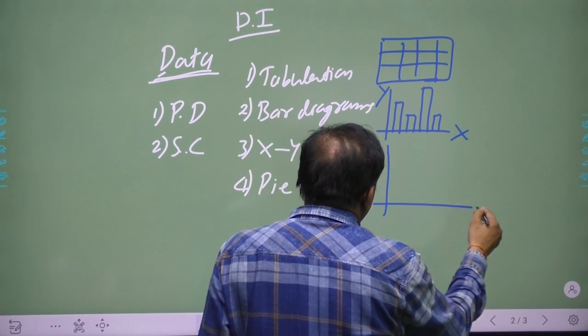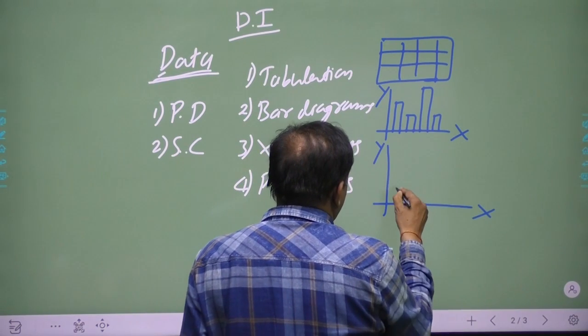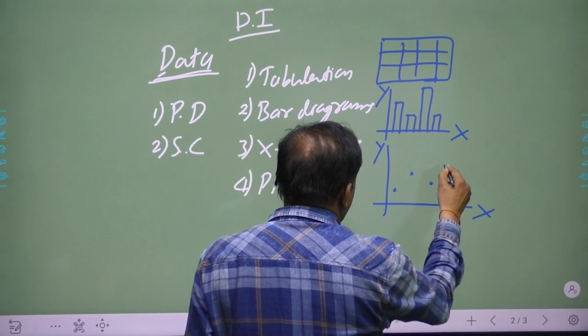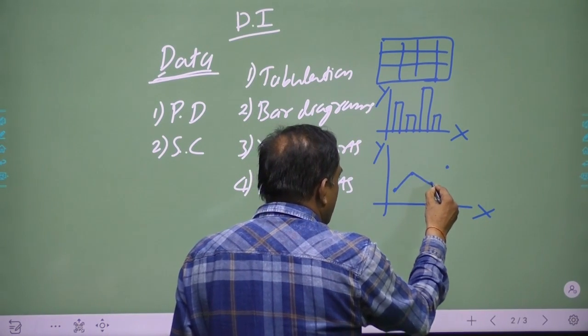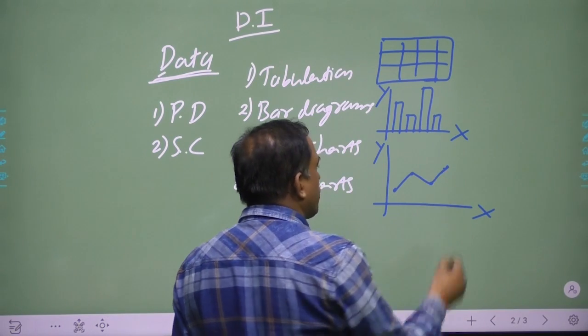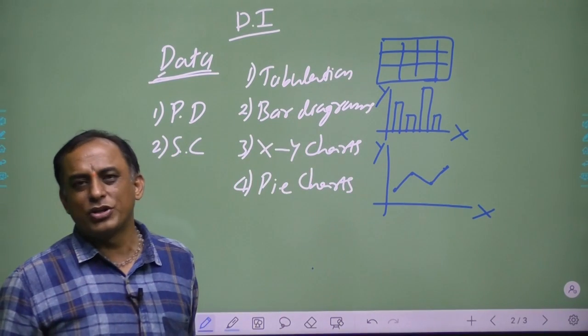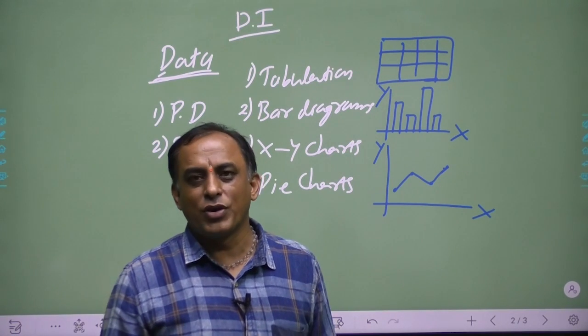XY charts. This is the x-axis, this is the y-axis. So now, if you plot the values on the XY chart and connect the values with lines, it is known as an XY chart. This is an XY chart.